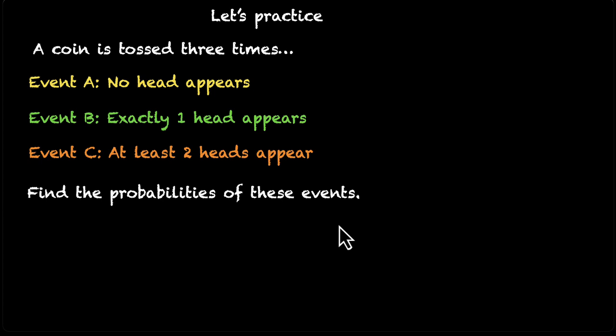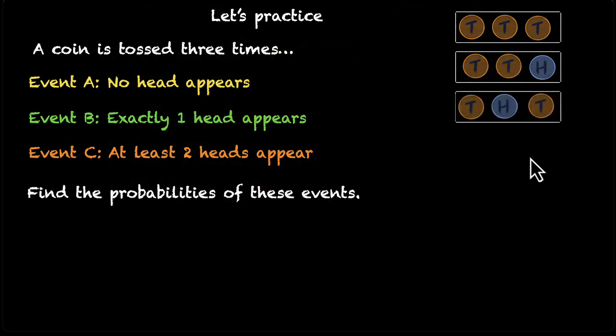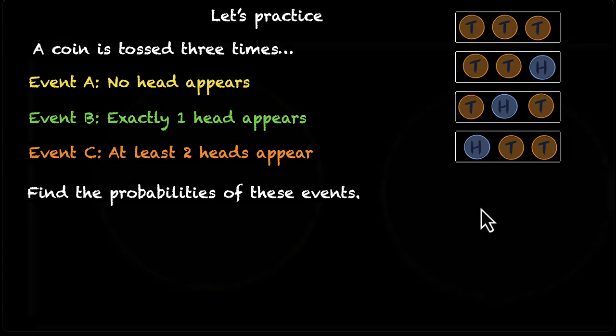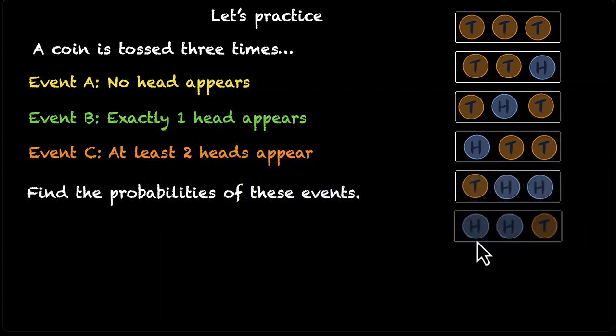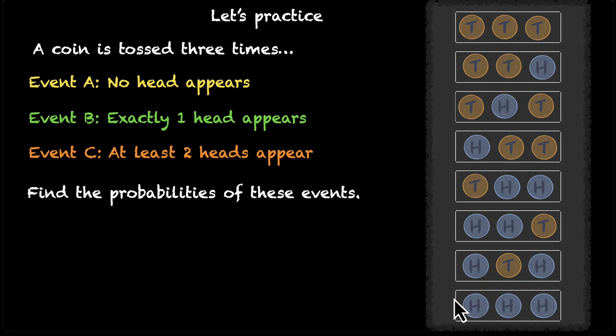Okay, so let's do this together. The first step is the same. Let's figure out the sample space. So when you toss 3 coins, you can get no head. You can get all 3 of them as tails. Or you can get 1 head. Maybe the last one is head, maybe the middle one, or maybe the first one. These are the cases when we have 1 head. Or you can have 2 heads when you have these 2 or these 2 or these 2 as heads. Or you can have all three of them heads. Okay, so this is your sample space.